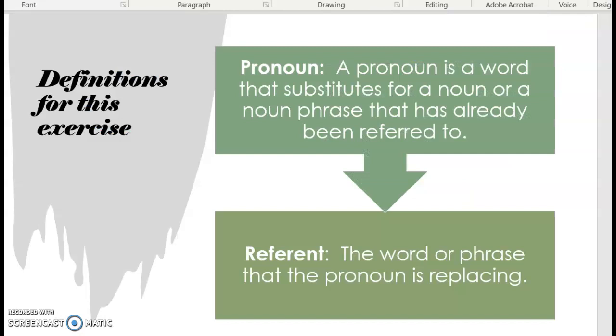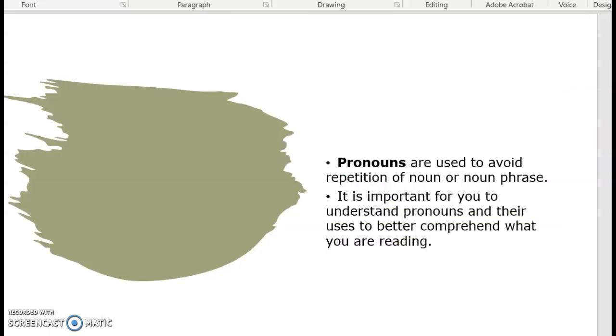As you can see from the definition, a pronoun is a word that substitutes for a noun or a noun phrase that has already been referred to. A referent is the word or phrase that the pronoun is replacing. Pronouns are used to avoid repetition of noun or noun phrases. It is important for you to understand pronouns and their uses to better comprehend what you are reading.